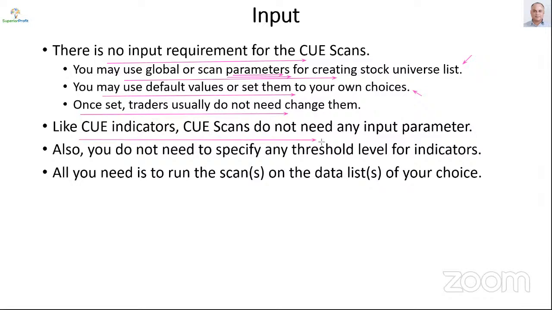So like Q indicators, Q scans do not need any parameters. Also, you do not need to specify any threshold level for the indicators. All you need is to run the scans on the data lists of your choice.